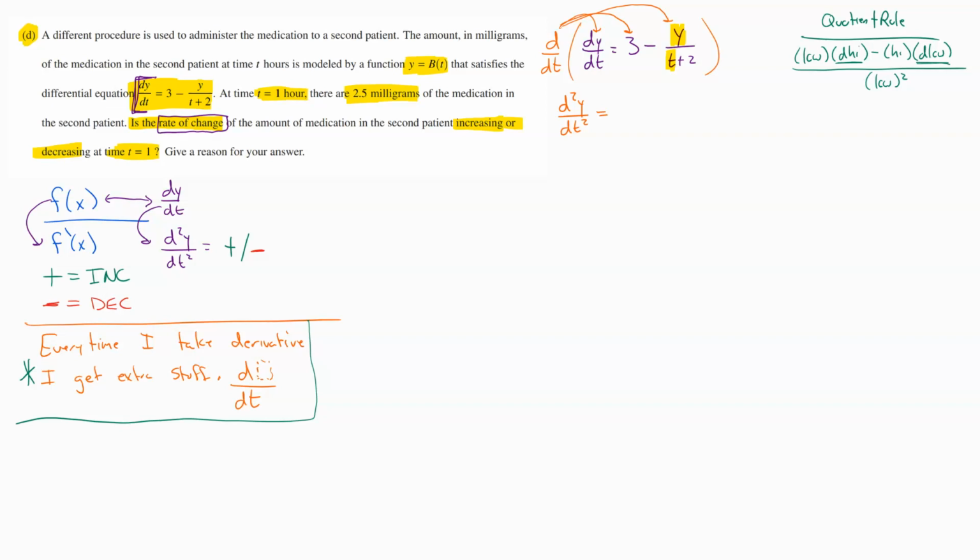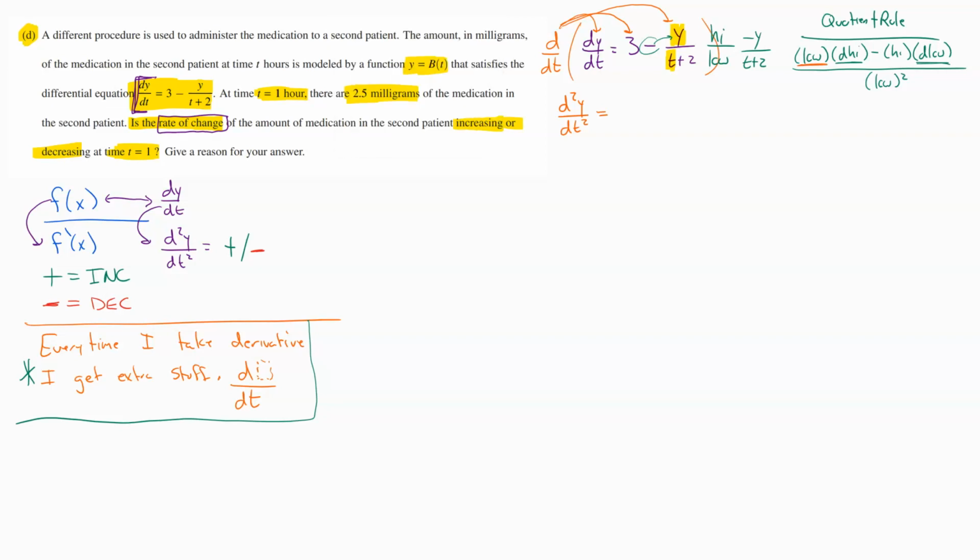So let's go ahead. I would label the top piece the high piece, the bottom piece the low piece. When you look at this and you've got this negative out front here, go ahead and just attach that to the y. It'll make your life a lot easier. So this is negative y over t plus 2. That's my high and that's my low. And now I'm going to start popping them into my derivative formula.